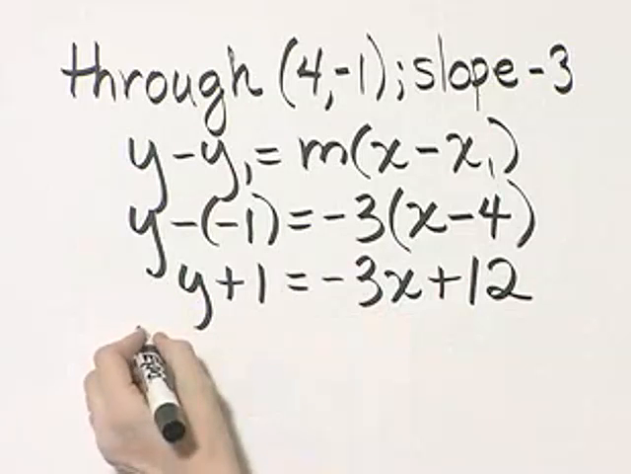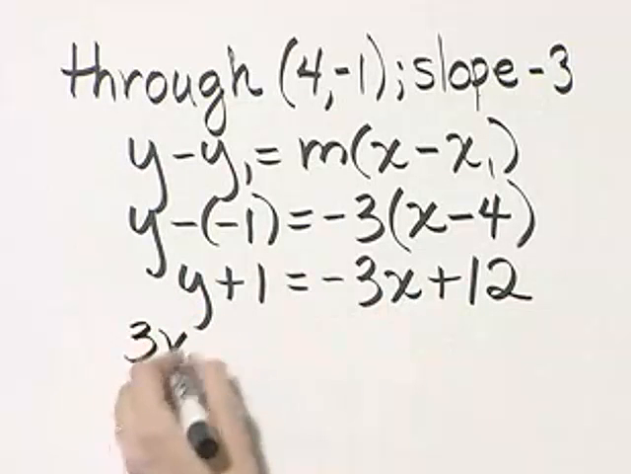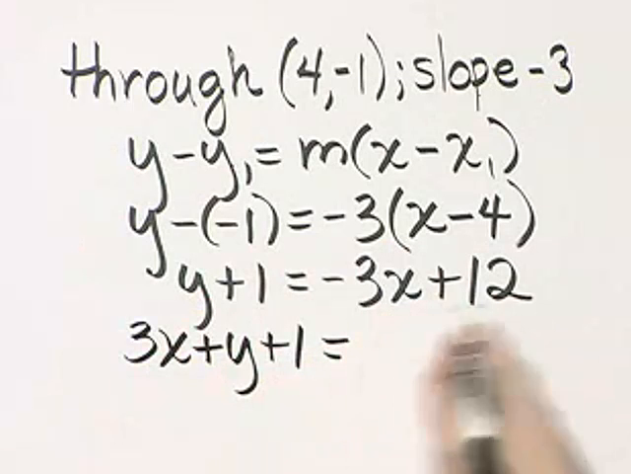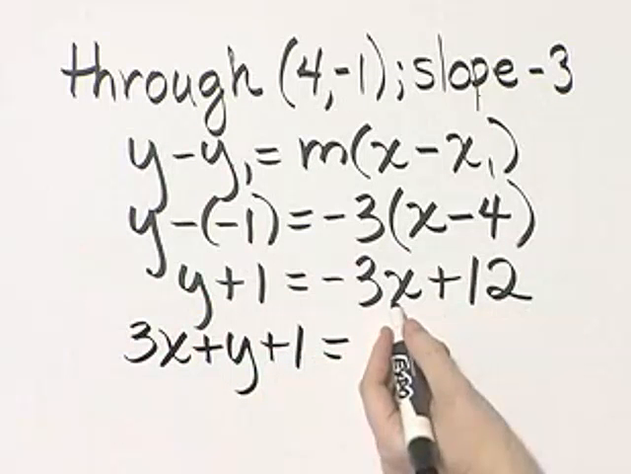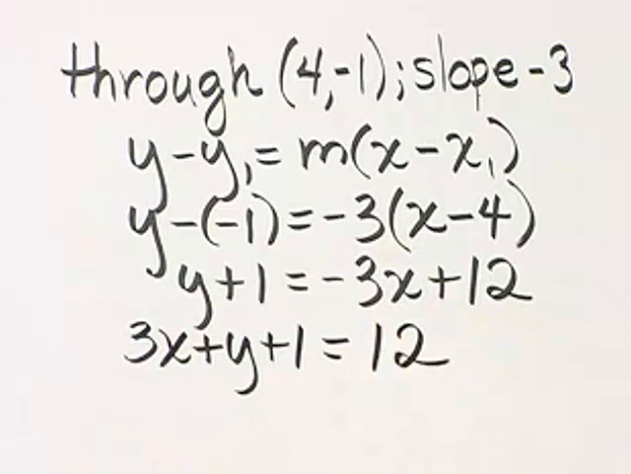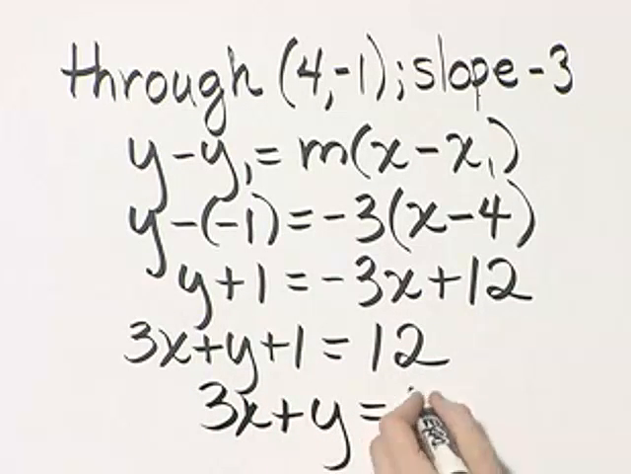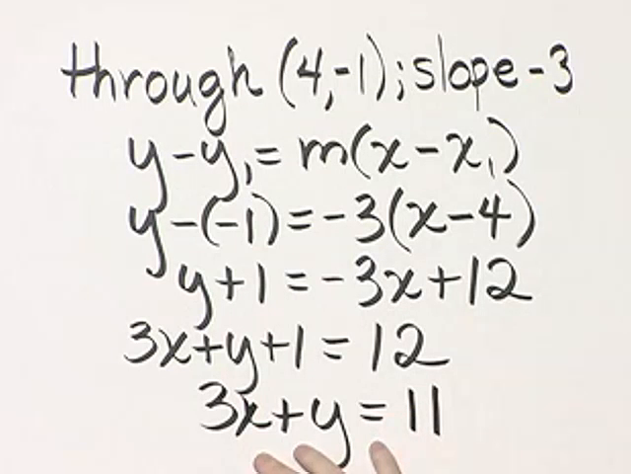If I add 3x to this side, I'll have 3x plus y plus 1. And if I add 3x to this side, the x's subtract out, so equal to 12. And now I'll subtract 1 from both sides. If I subtract 1 from this side, I'll have 3x plus y, and then if I subtract 1 from this side, 12 minus 1 is 11. Here is my equation in standard form.